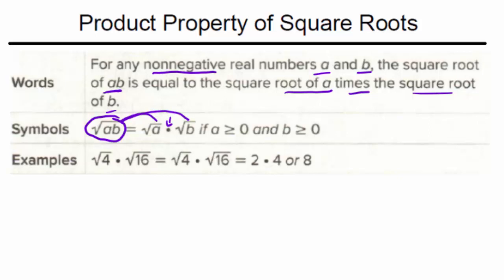and then multiply them afterwards. The little special caveat here is a and b have to be greater than or equal to 0, meaning they have to be non-negative. We don't want negatives under the radical sign. We'll talk about that another time.